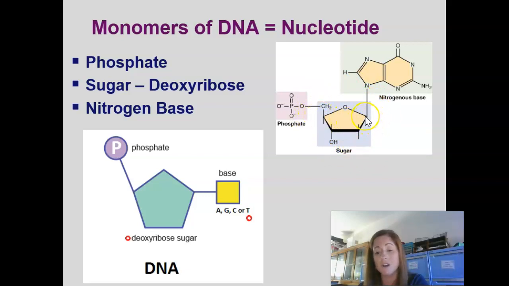We can number these carbons 1, 2, 3, 4, and 5. That will become important later. This is the first carbon, the second, third, fourth, and fifth carbon. We always start in the bottom right when we count those carbons. So the basic structure is repeating units of nucleotides with a sugar, deoxyribose, a phosphate, and a nitrogen base, either adenine, thymine, guanine, or cytosine. You might have seen it before as A, G, C, or T.